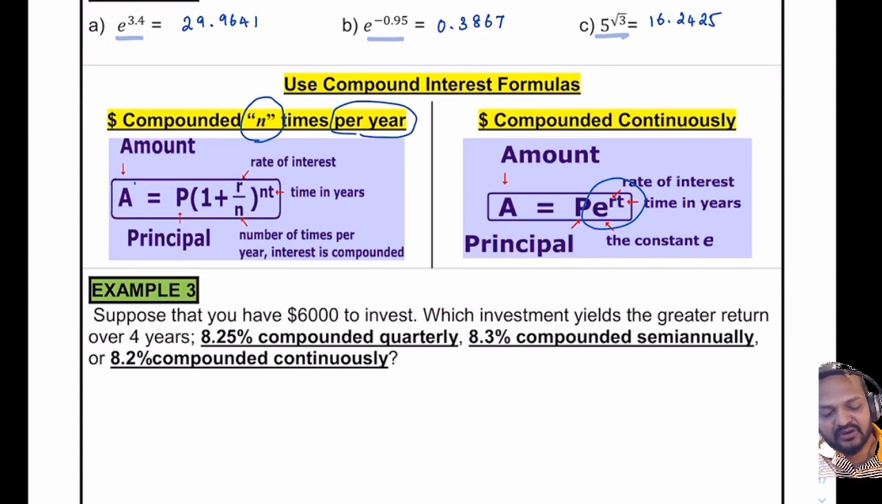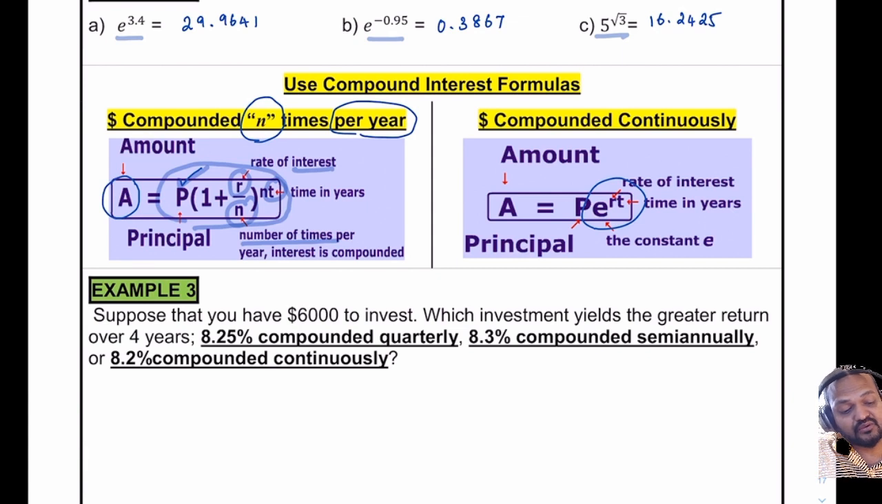The amount that you would get after t number of years is going to be A equals P times (1 plus r over n) to the nt. Here P is the principal, r is the rate of interest or rate of growth, and n is the number of times per year of compounding. If it's annual, n is 1. If it's semi-annual, n is 2. If it's quarterly, n is 4. If it's monthly, it's 12, and so on, right? And this t is the number of years.